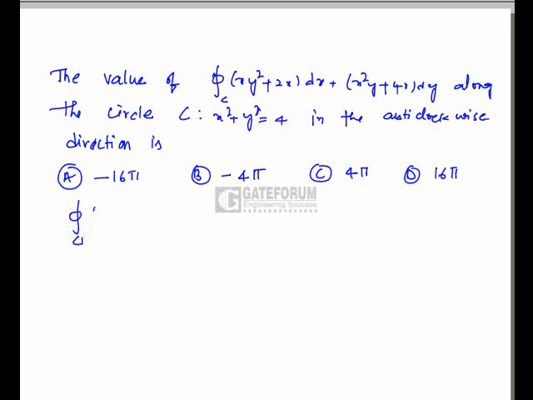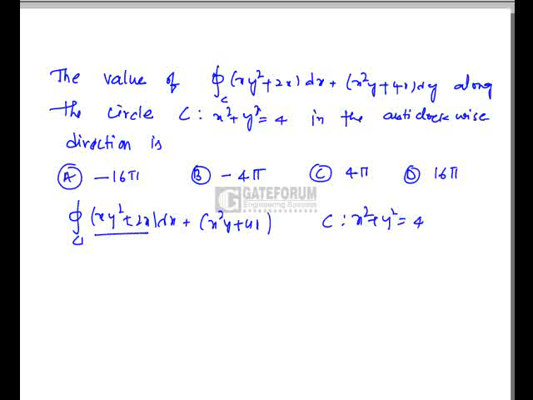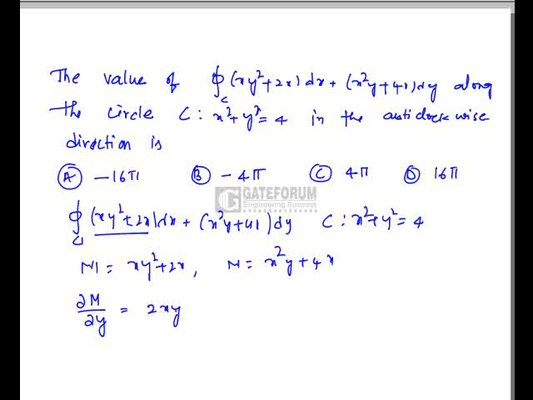We have to find the value of the integral over the curve x square plus y square equals 4. Now let us take this expression as M, that is xy square plus 2x, and the next expression as N, that is x square y plus 4x. Now dou M by dou y is nothing but 2xy. Dou N by dou x is nothing but 2xy plus 4. Now dou N by dou x minus dou M by dou y is nothing but 4.